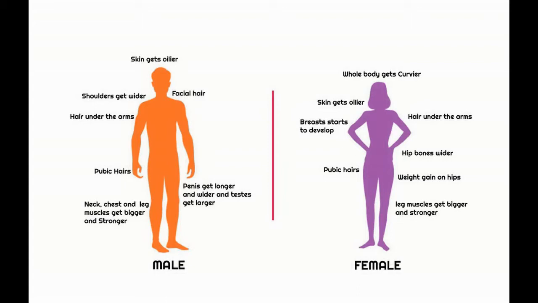So na vhone, their skins get oilier. Their breasts start to develop, vha thoma u bva maḓamu. And then under the armpits u thoma u bva mavhudzi. And then they also grow hair across their private parts. And their legs get bigger also and stronger.